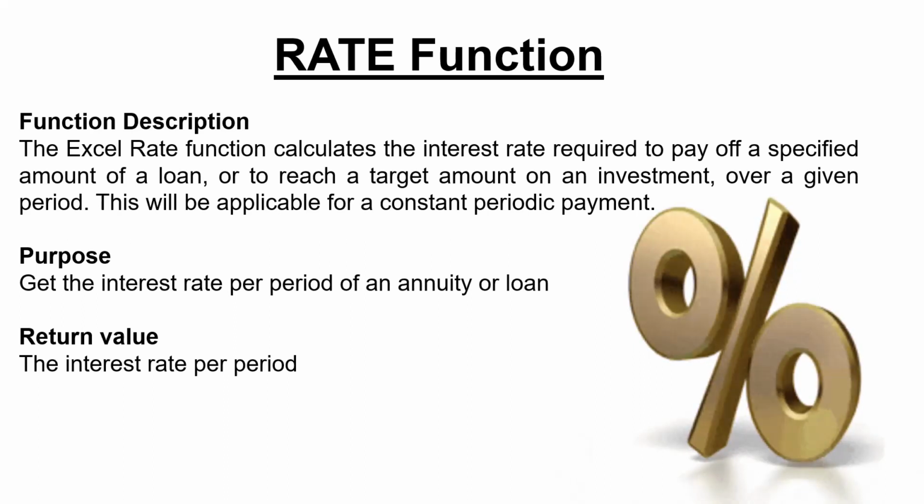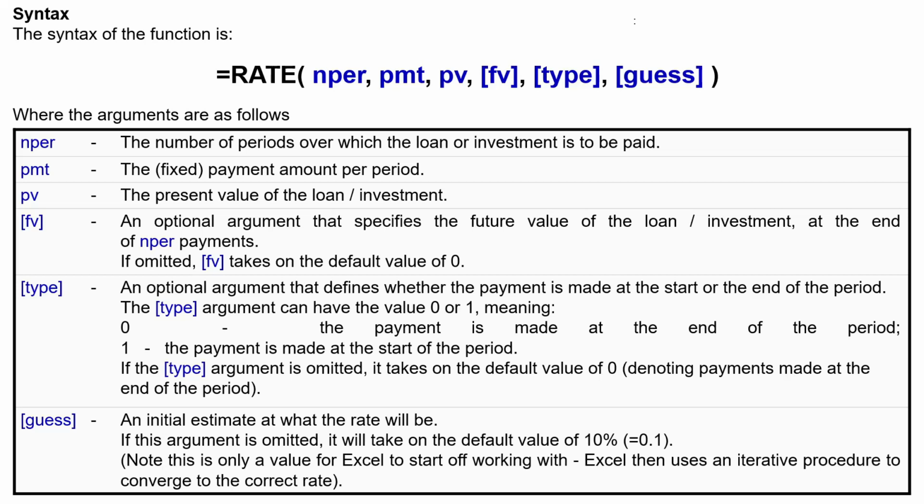This function calculates the interest rate required to pay off a specified amount of a loan or to reach a target amount on an investment over a given period. This will be applicable for a constant periodic payment. This function is usually used to calculate the interest rate per period of an annuity plan. For this function, the syntax is equal to rate followed by 6 different arguments within brackets.